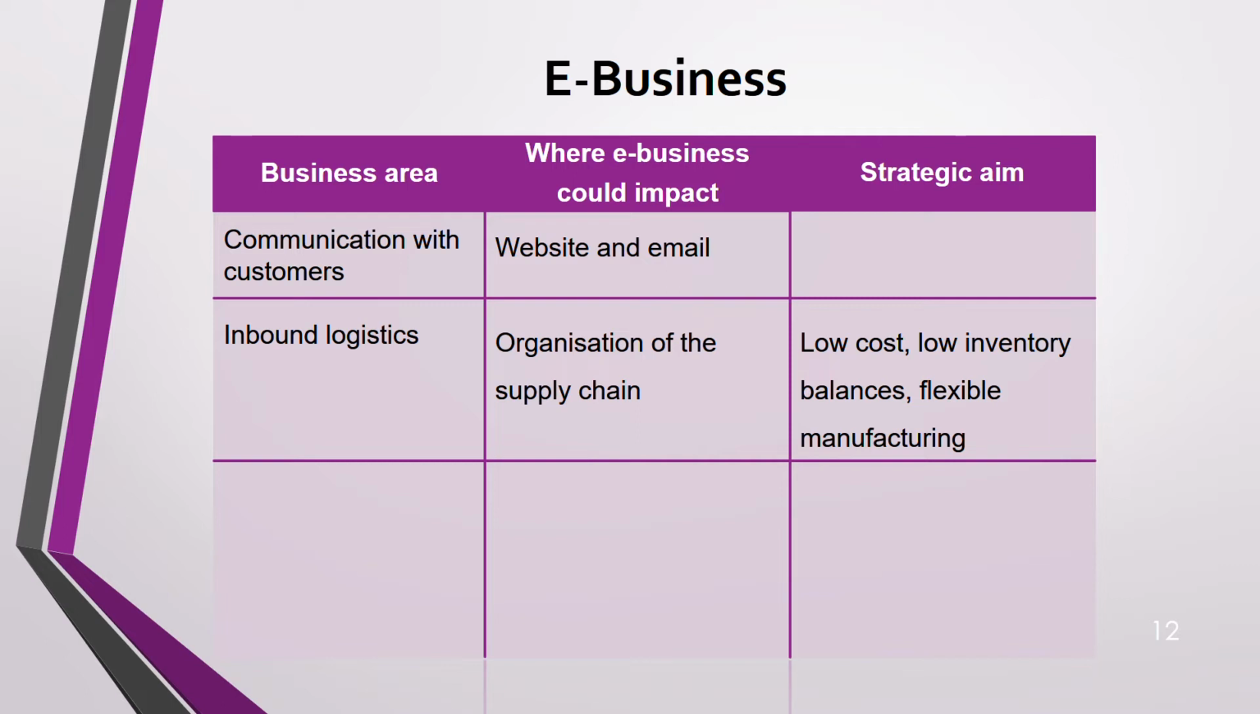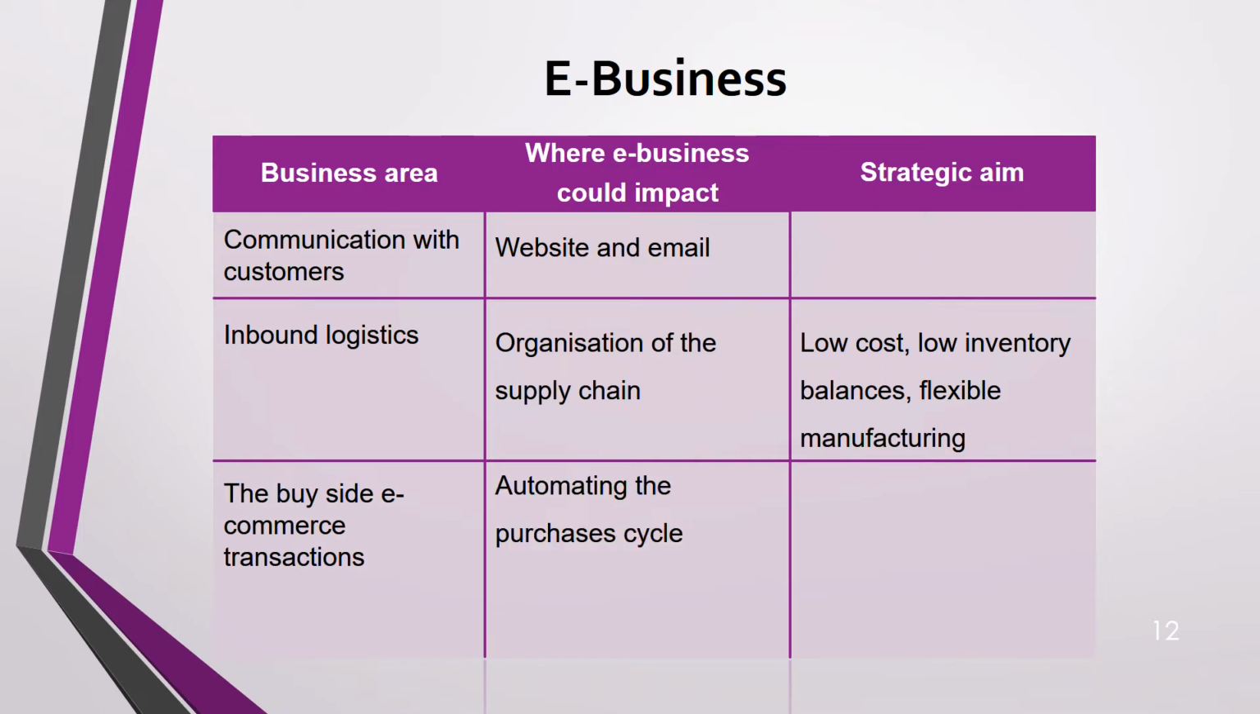Inventories are low inventory balances, inventories which are kept at your suppliers are low, and flexible manufacturing. The buy side e-commerce transactions: automating the purchase cycle. Earlier this was manual and it took a lot of days. Now the purchase cycle is automated. The moment you need to purchase, the system will tell you or the system will place an order. So this is low cost as there is less human intervention. Rather than a human placing that order, the system itself will place an order when it requires a purchase. So this reduces the cost.